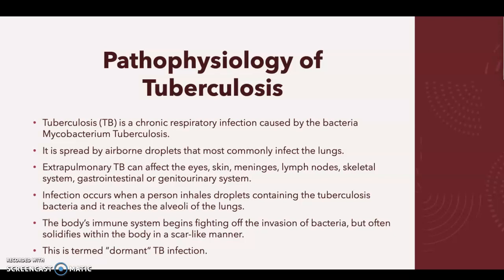So a little bit about the pathophysiology of tuberculosis. It's a chronic respiratory infection that's caused by the bacteria Mycobacterium tuberculosis. It's spread by airborne droplets that most commonly infect the lungs, but it can also become extrapulmonary tuberculosis, and that infects the eyes, skin, meninges, lymph nodes, skeletal system, gastrointestinal or genitourinary system. Infection occurs when a person inhales the droplets that contain the bacteria and it reaches the alveoli of the lungs. The body's system starts to fight off the bacteria, but it often solidifies within the body in a scar-like manner, becoming what's called dormant tuberculosis infection.